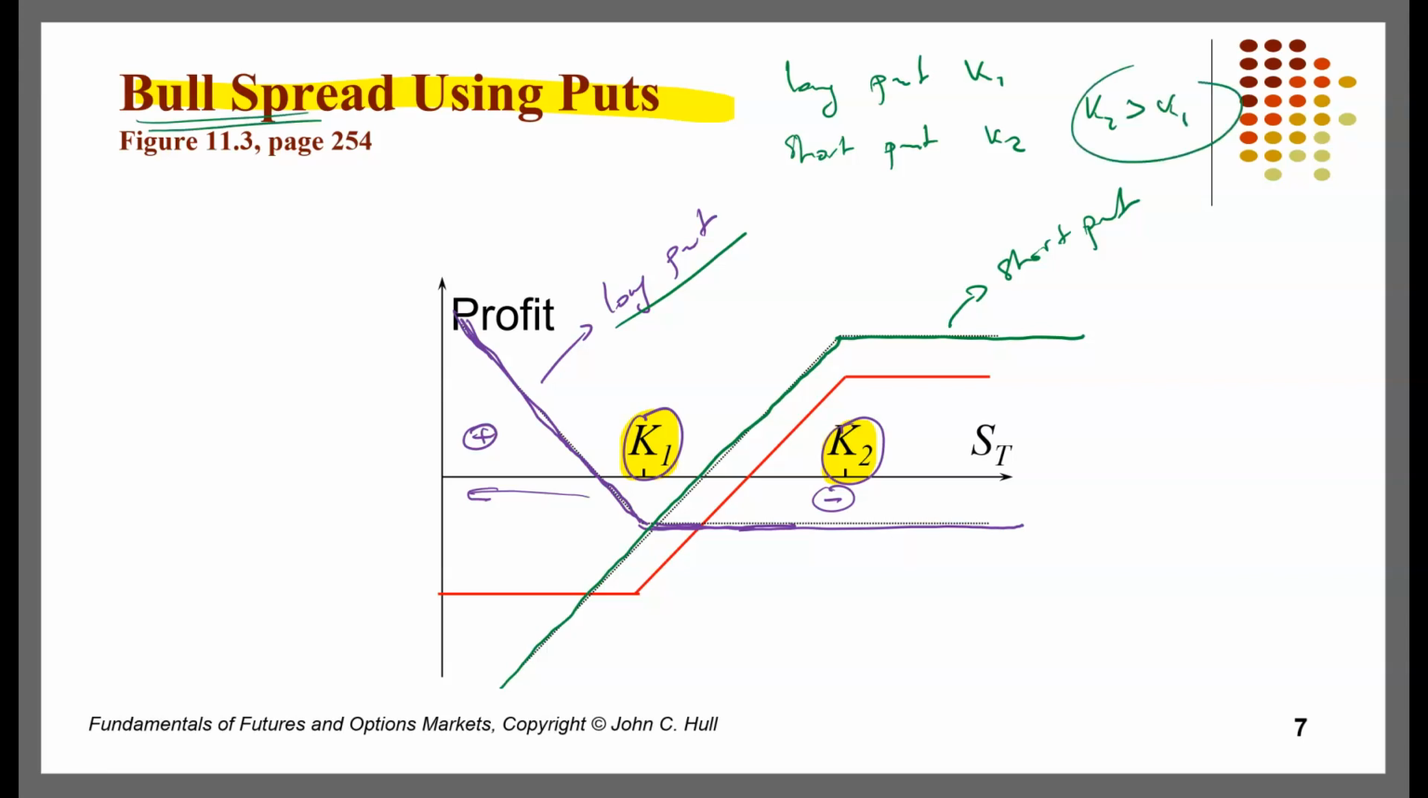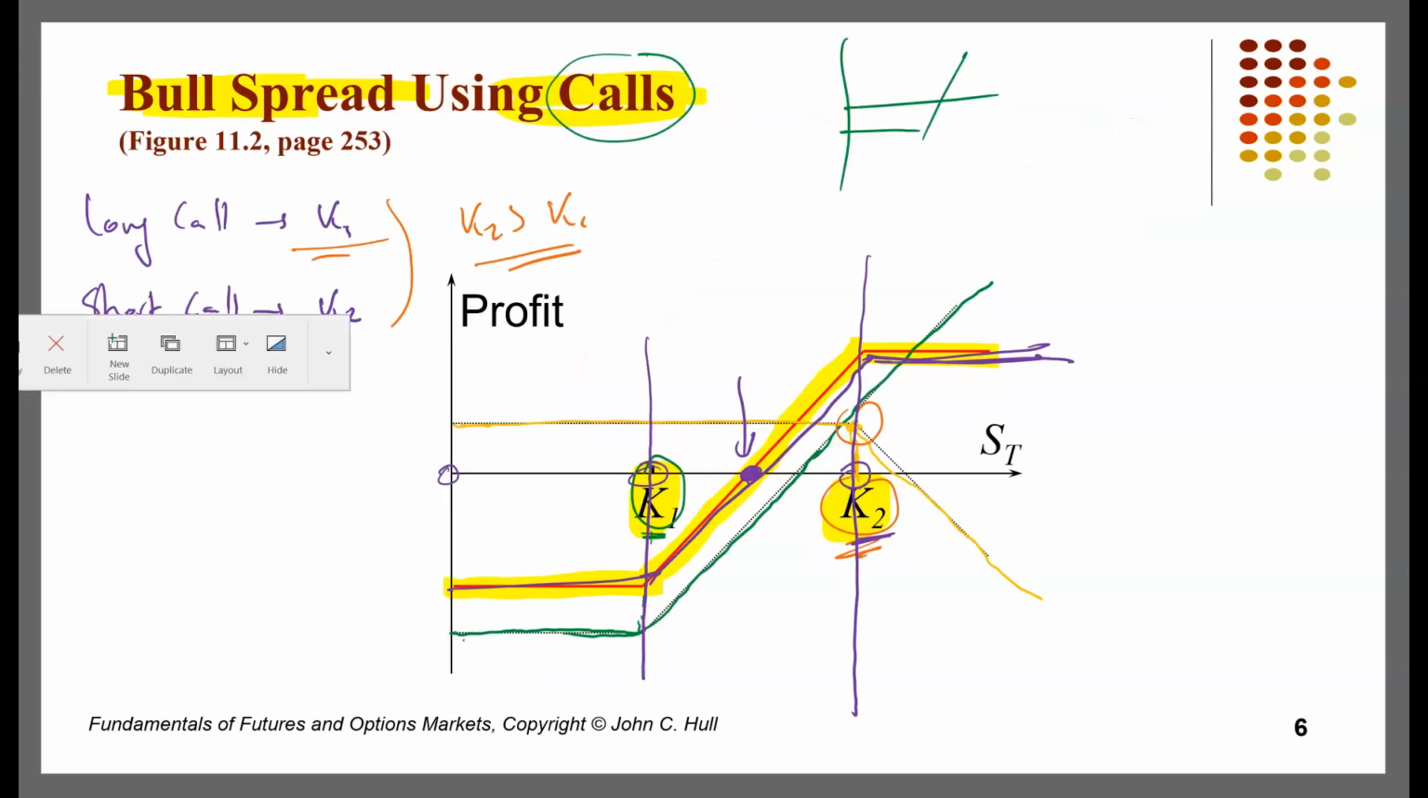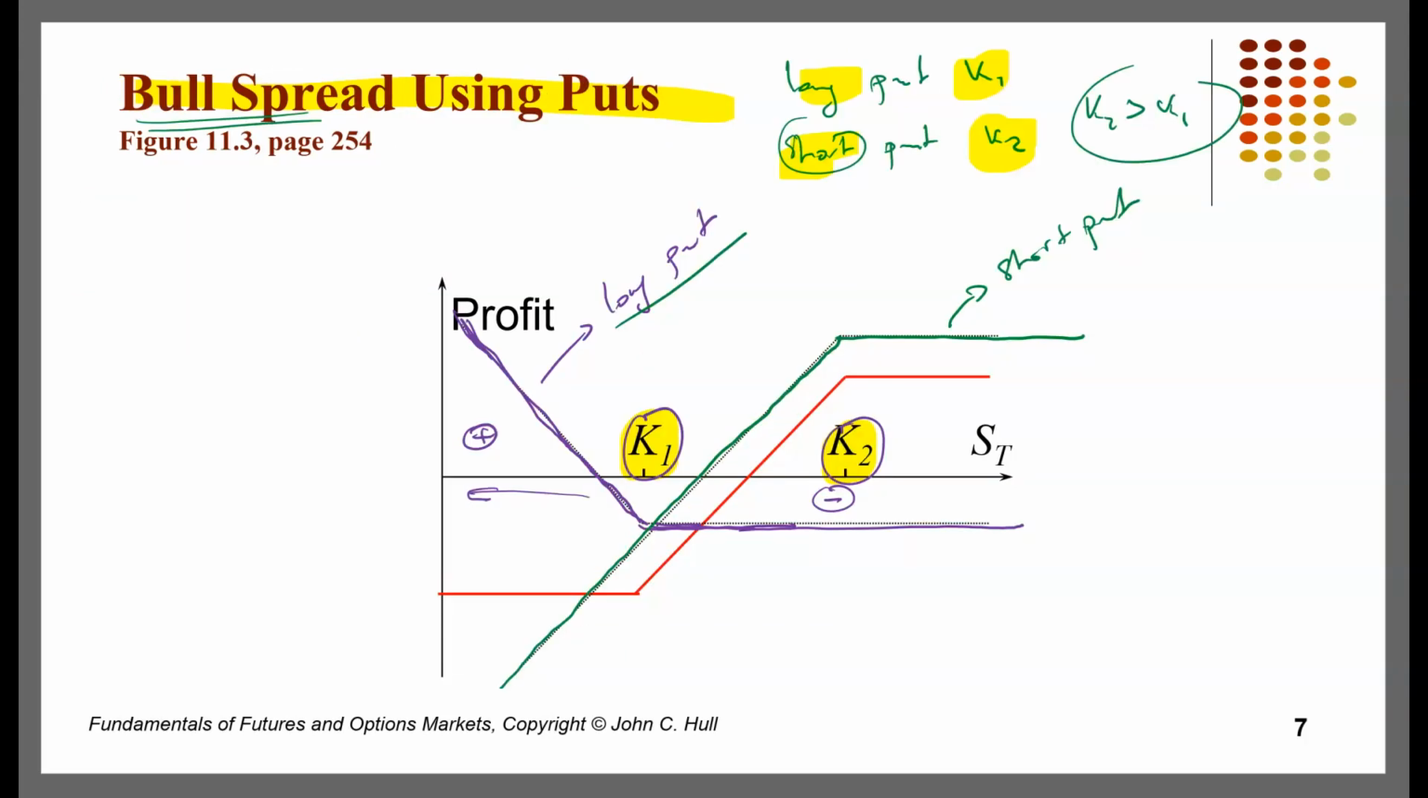So for the bull spread, the short always has a higher strike than the long, similar to what we have here, right? For the calls, we had the short call that had the strike price K2, and the long call had the strike price K1. For the put, it's essentially the same. The long put has a lower strike price, and the short put has a higher strike price.